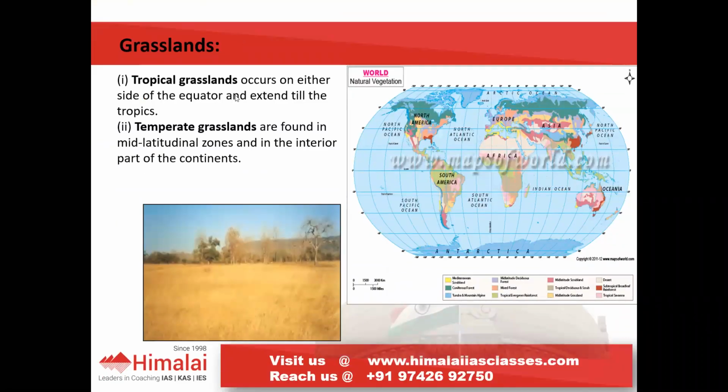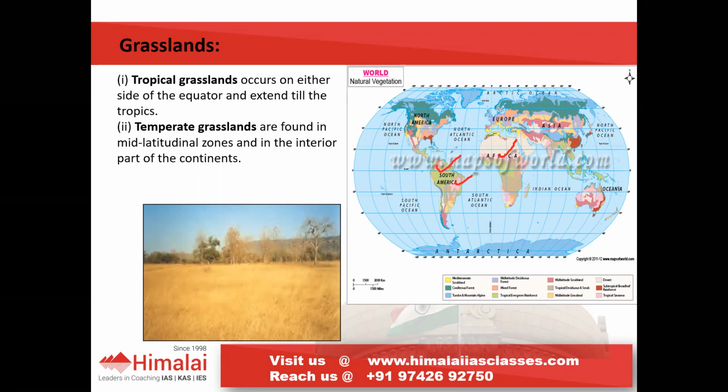Next, moving on to the grasslands, we can classify them into two types based upon where they are found, whether in the tropical or temperate region. Tropical grasslands occur on either side of the equator and extend till the tropics. So what are the famous tropical grasslands? It is the African savannas, then Brazil's campos, Venezuela's llanos. These grasses are tall and they are non-nutritious.